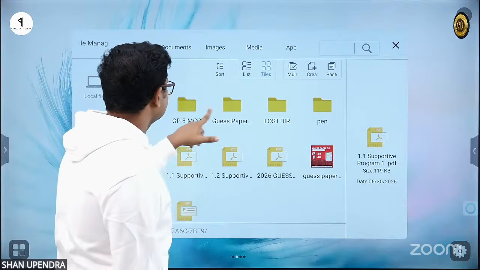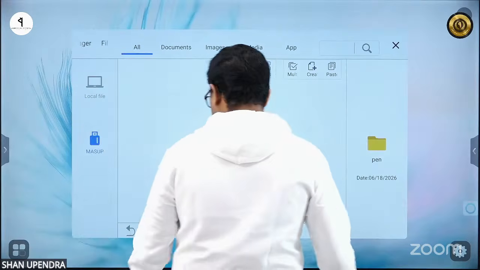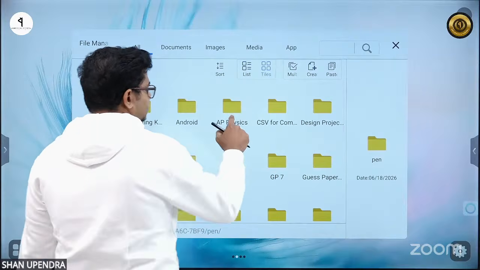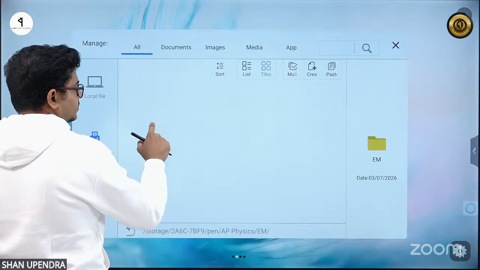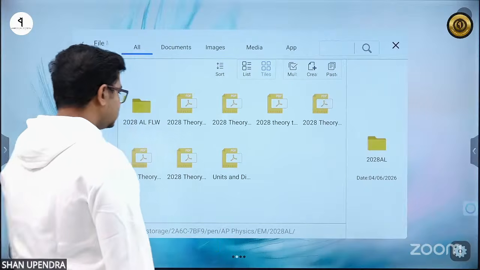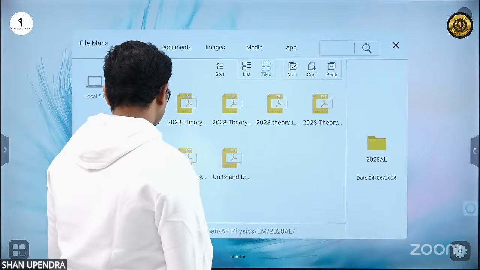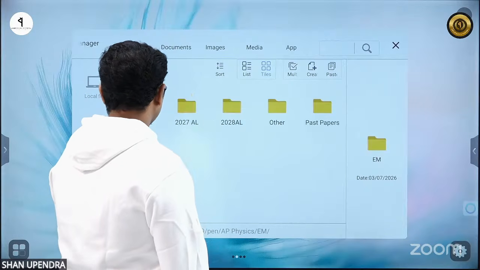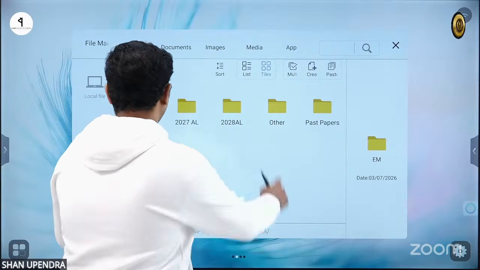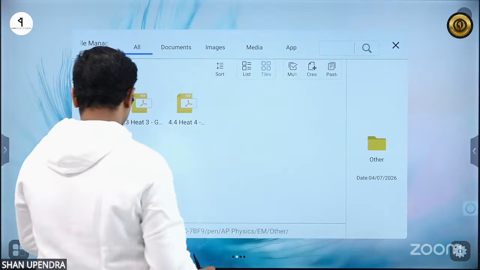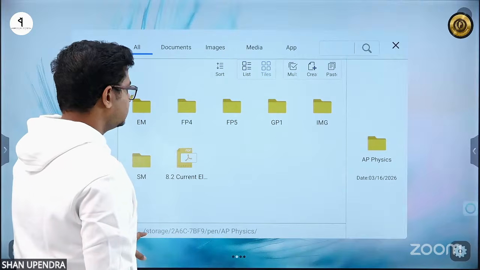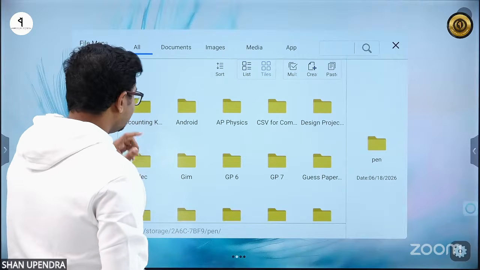Give me a second. Okay, I'll show you the log table. You know what a log table is?